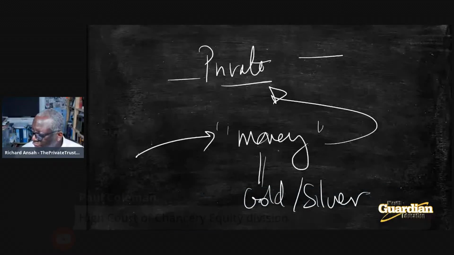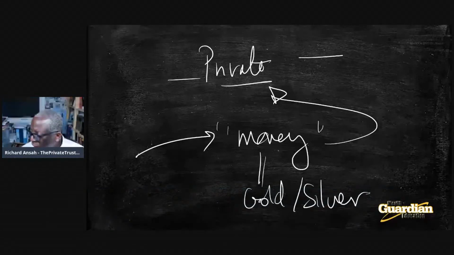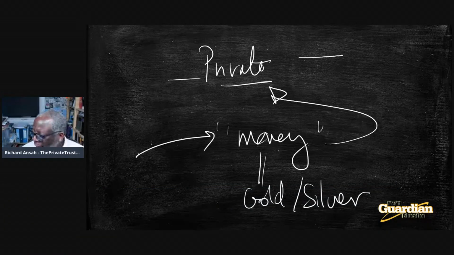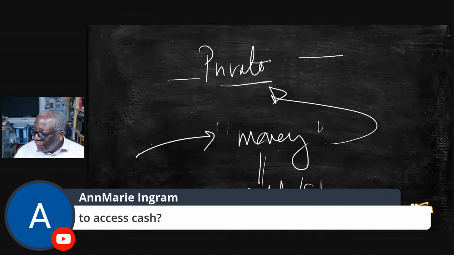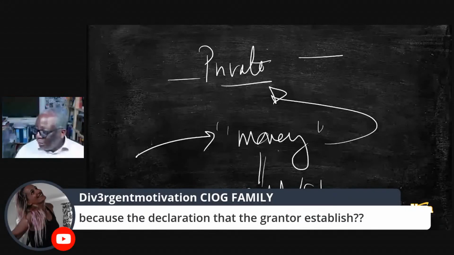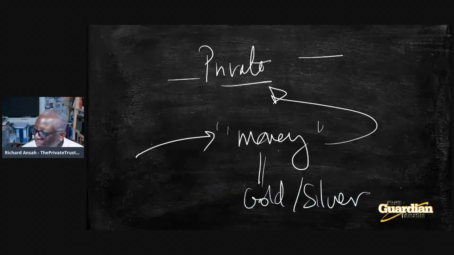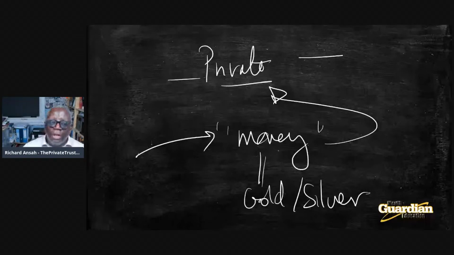High Court Transferee Equity Division, says Paul. Right, question: how can I use a private trust for beneficiaries to access? I'll come on to that shortly. But part of the answer will come when you answer this question: why can't I put money in a private trust? Because that will kind of open your eyes. Because to access cash, I'm actually answering your question indirectly, Anne Marie, as we go through. Because the declaration that the grantor established, not really. Cash is IOU. Yeah, we're getting there, but we have mentioned the word many times. Has anyone heard of the principle of commingling?